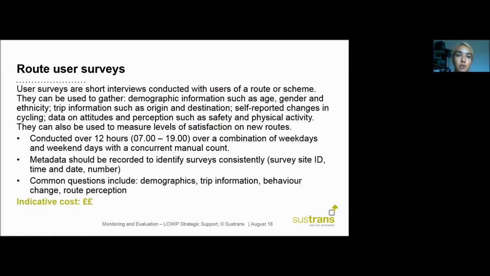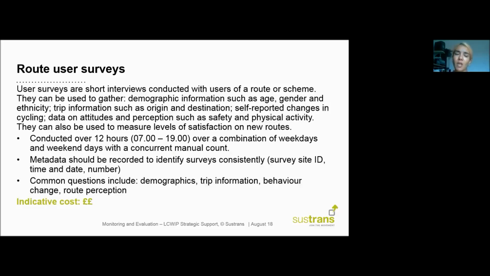Another form of capturing user count data can be to carry out a route user survey. These are usually surveys carried out concurrently with a count. So you're obtaining both information on the number of users using the route, as well as some additional supplementary information gathered through the survey. The survey can include any type of questions, but commonly includes questions around the demographics of users and detail on trip information. So the type of trip being made, perhaps the frequency, the trip purpose, and origin and destination is also possible to capture.